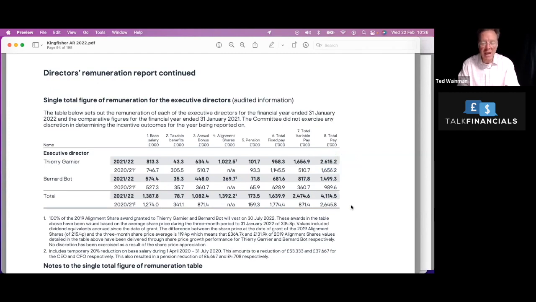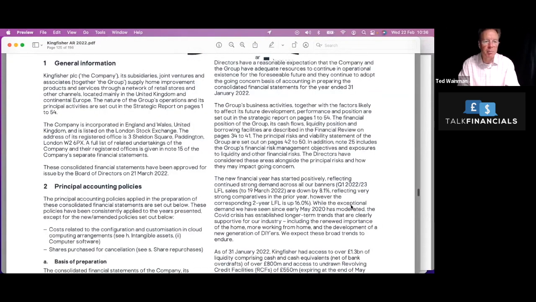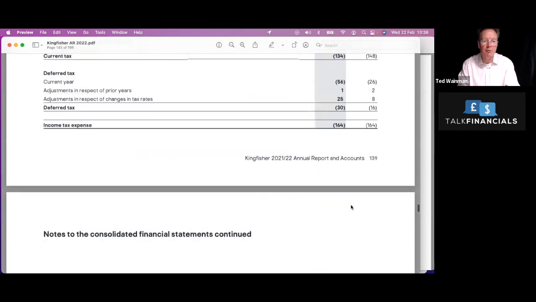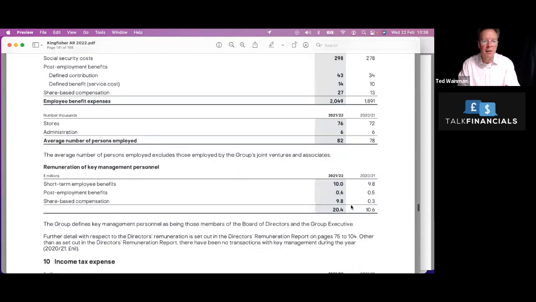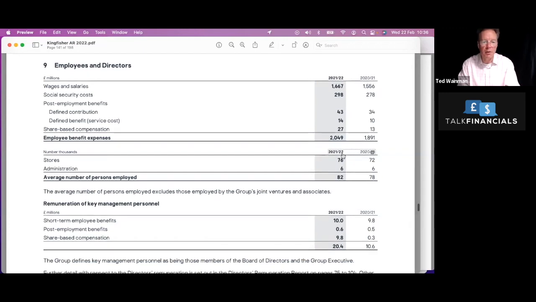And if we compare that to the average pay, if we dig into the detail, here it is, page 141, we can find the average pay. We've got the number of people employed, about 82,000, Johnny, as you said, and they're paid about £2 billion. That's an average pay of about £25,000.